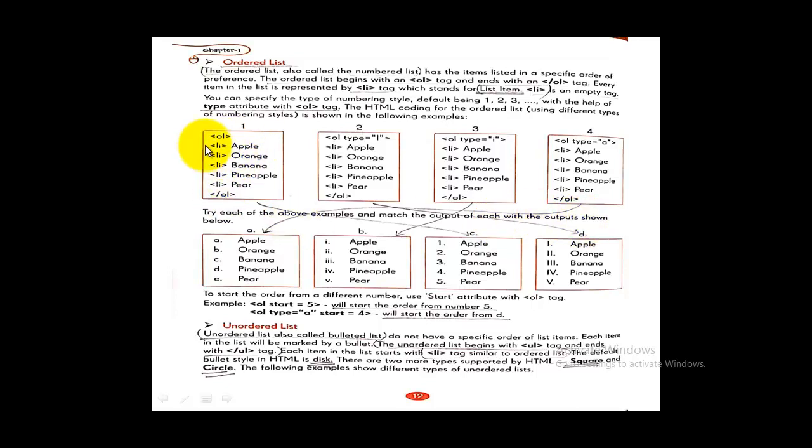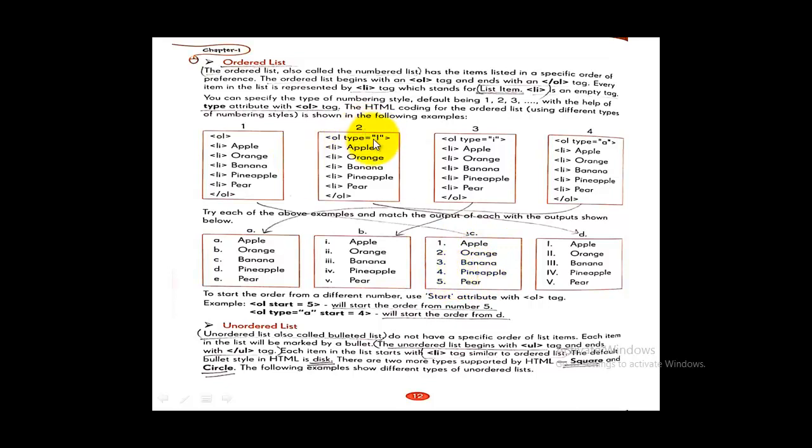Now by default, when the type attribute is not given here, the list items will be in 1, 2, 3. So match this here to number C. Example 1, you match to number C here: 1, 2, 3, 4, 5. Apple, orange, banana, pineapple, pear like this.